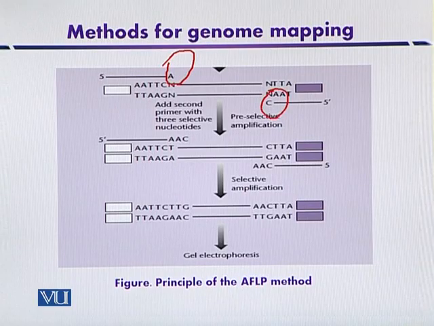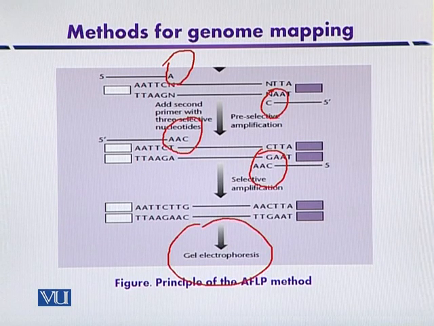So the fragments that are produced after the first reaction, then a second successive reaction is performed, but now more selective bases are added, like 3 bases AAC for EcoRI adapter, and likewise here for MseI adapter. And it will lead to selective amplification. And then the DNA fragments that will be produced will be analyzed by agarose gel electrophoresis.